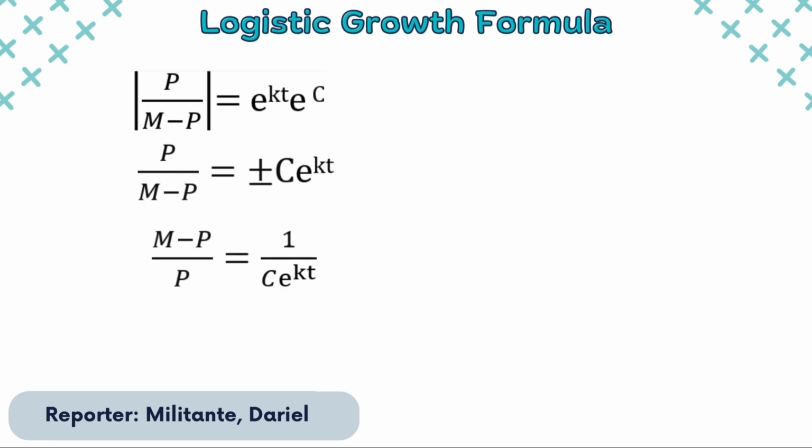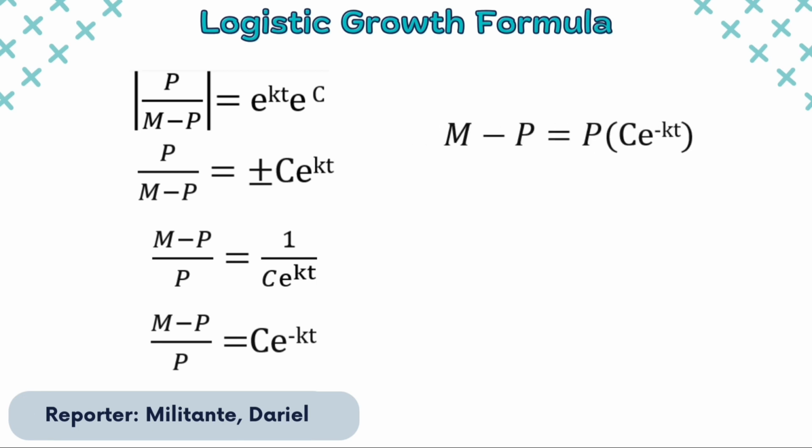Next, plus minus c is still a constant c, and simultaneously get the reciprocal both sides, which will give m minus p over p is equal to 1 over c times e raised to kt. Let's raise c times e raised to kt to the numerator side, which will transmute to m minus p over p is equal to c times e raised to negative kt. Multiply both sides by p or simply cross multiply. The result is m minus p is equal to p times c times e raised to negative kt.